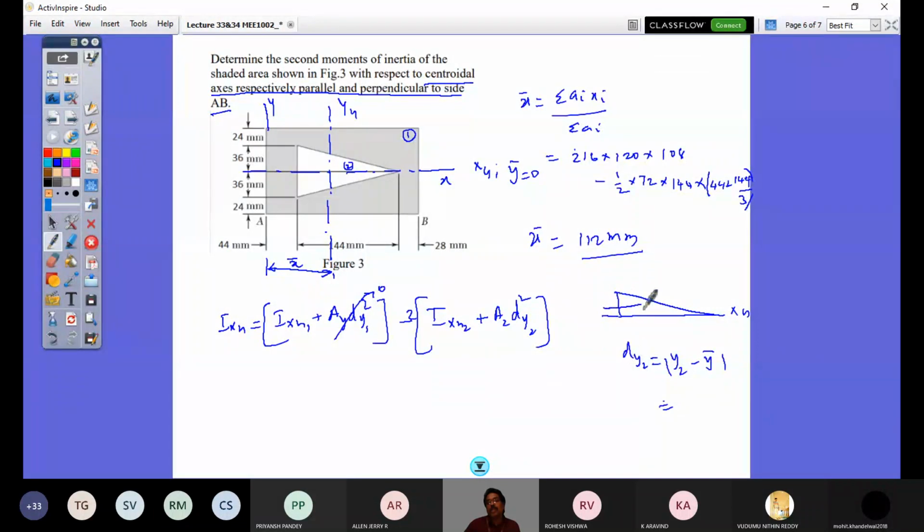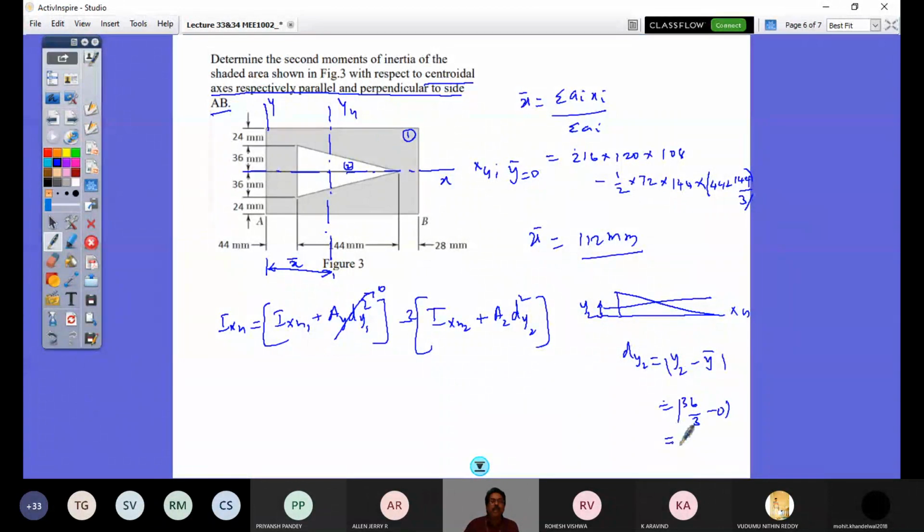So this distance is y2. What is that? 36 by 3, 36 by 3 minus 0. So that would be 12 mm. And that I have to consider here, whereas this term is 0. So it's just mere substitution.